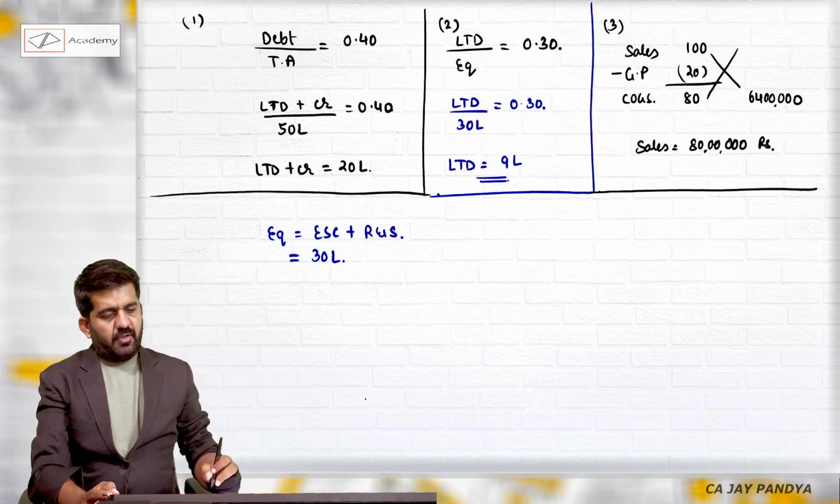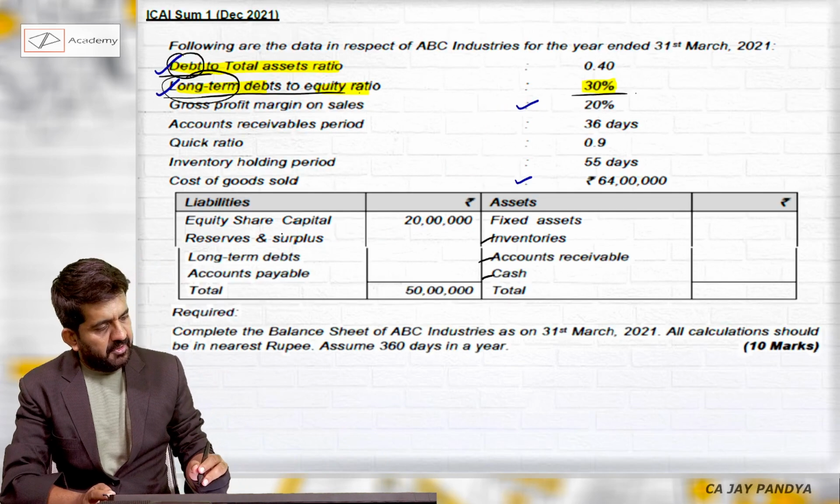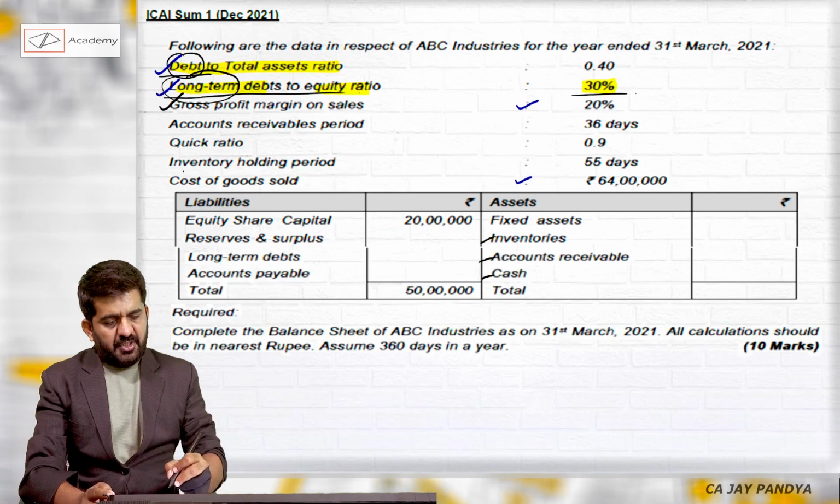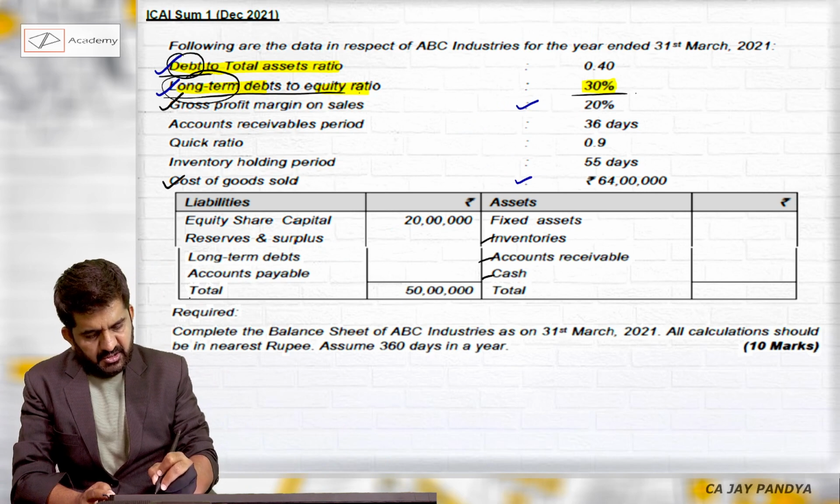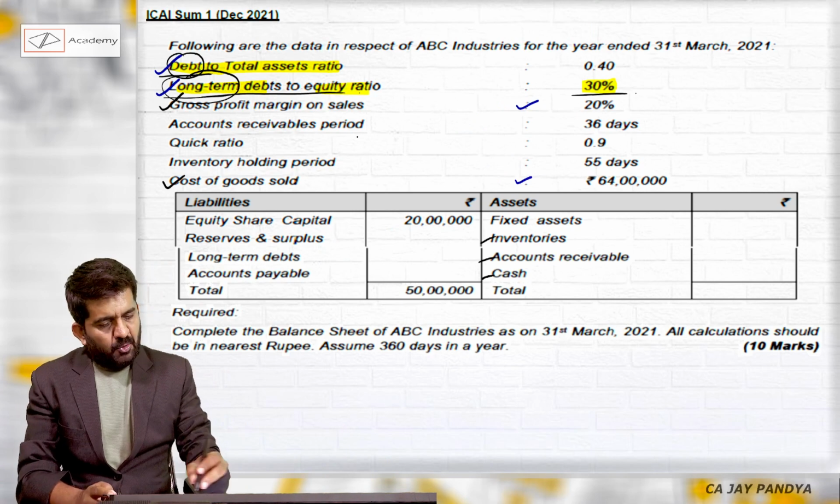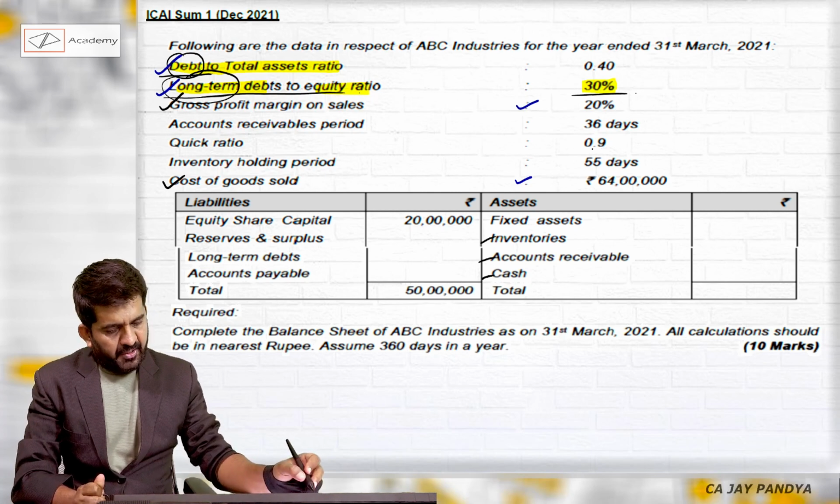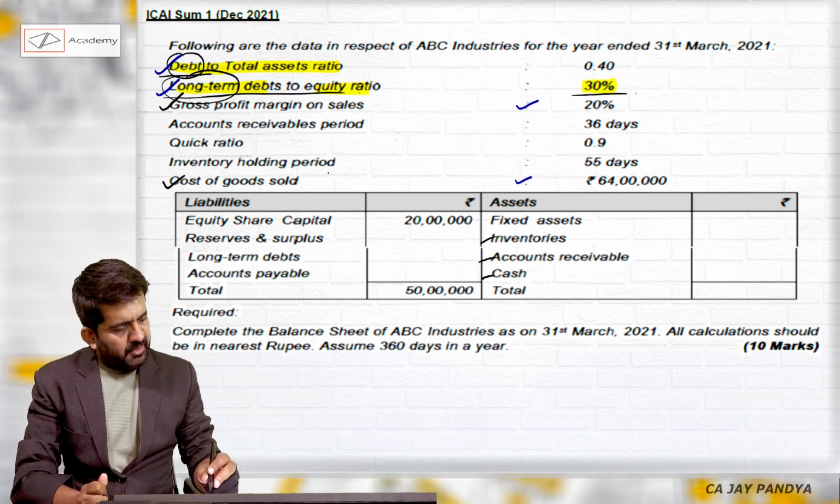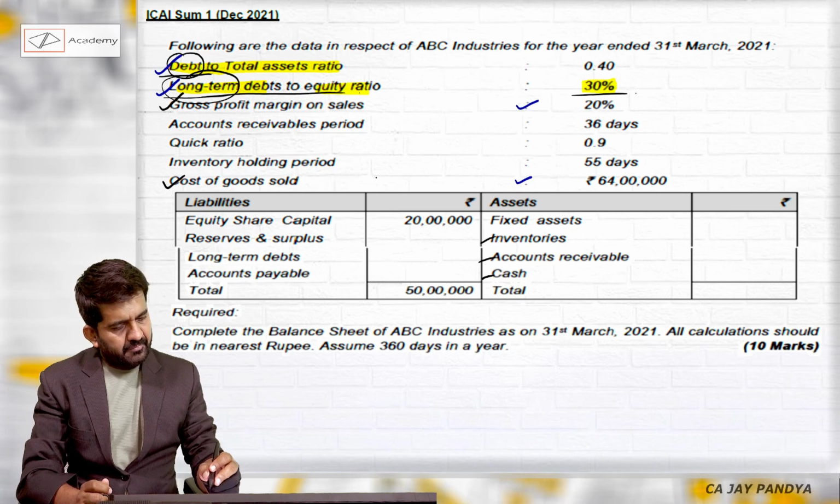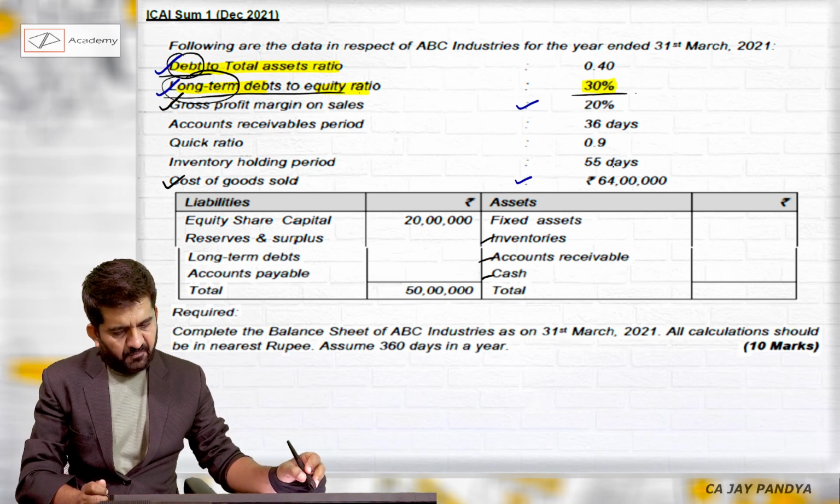We did not fit this in our balance sheet. Sales will not come in balance sheet. So we have used the GP ratio. We have used the COGS. Account receivable period 36 days. Quick ratio 0.9. Inventory holding period is 55 days.